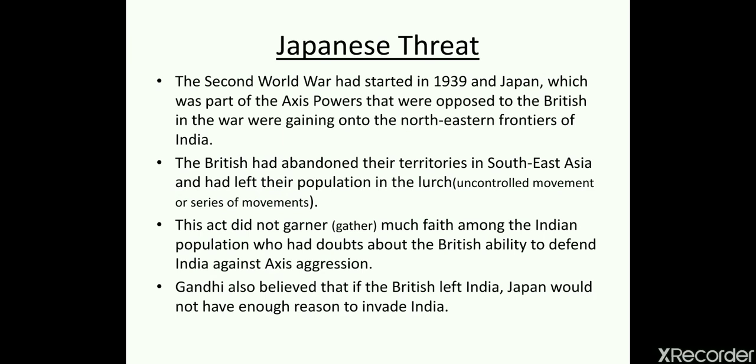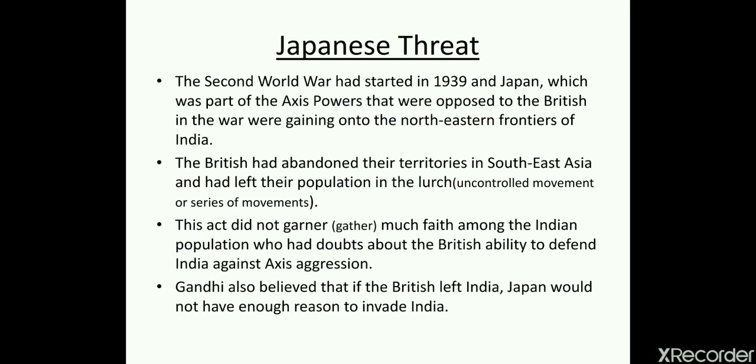So Japan, which was the opponent of the Britishers, was now moving towards the northeastern areas of India. For what? To acquire those areas. The British had abandoned their territories in Southeast Asia and had left the population in the lurch. Now, what is lurch? Lurch is an uncontrolled movement or series of movements.